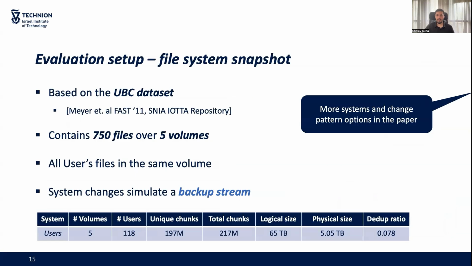To evaluate the different online algorithms, we built a system based on the UBC datasets with each user's files initially placed on a single volume. For additions and deletions, we simulate a backup stream, where in each epoch a random subset of users add a new backup and remove their oldest. The paper includes results on additional systems and change pattern options.